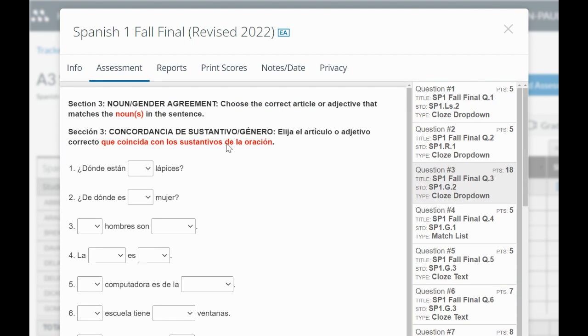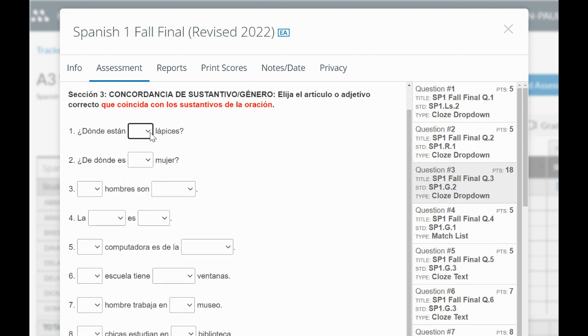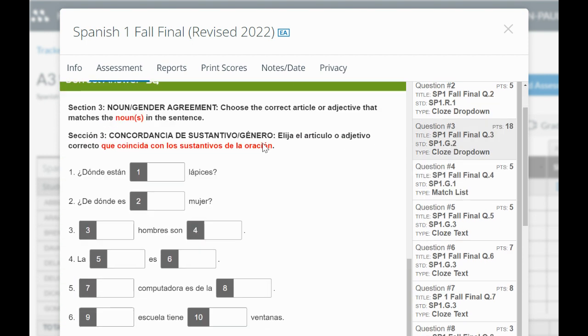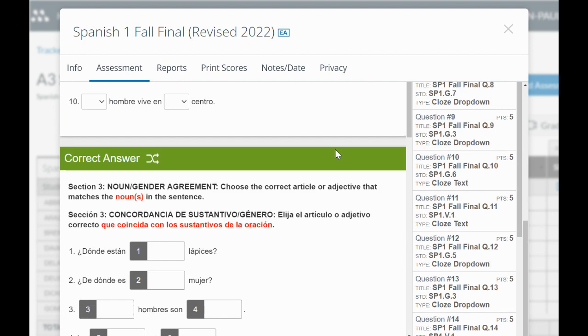Question 3. Noun gender agreement. Choose the correct article or adjective that matches the noun or nouns in the sentence. So you're going to make sure you choose the correct articles and adjectives, matching gender and number, for all of those 10 items.